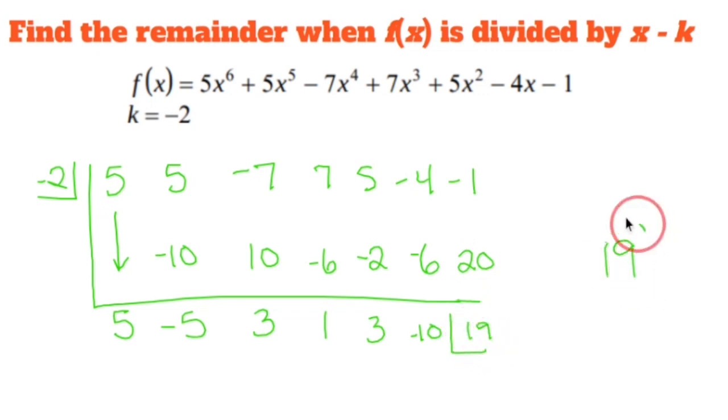My remainder is 19. Now, when I did synthetic division, I was asked to actually divide, and so I was able to use this and turn it into a whole other polynomial, with that being part of my remainder and part of my answer. But that's not what we're doing here. This is just the remainder theorem, and all I have to do is find the remainder, and it's 19. Great.